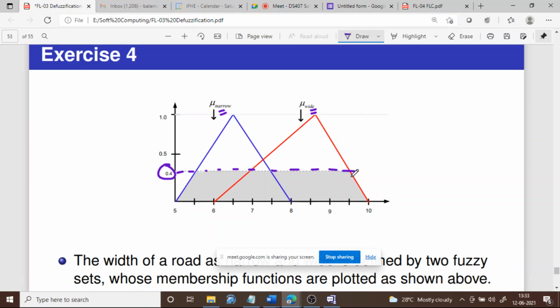Now you have to convert this to a crisp value. This is our area of interest. You can apply the centroid technique, I mean the COG technique. You can divide it into three parts: this is one portion, here to here is another portion, and this is another portion. Again find the area, I mean solve the line equations and apply them in the COG formula.